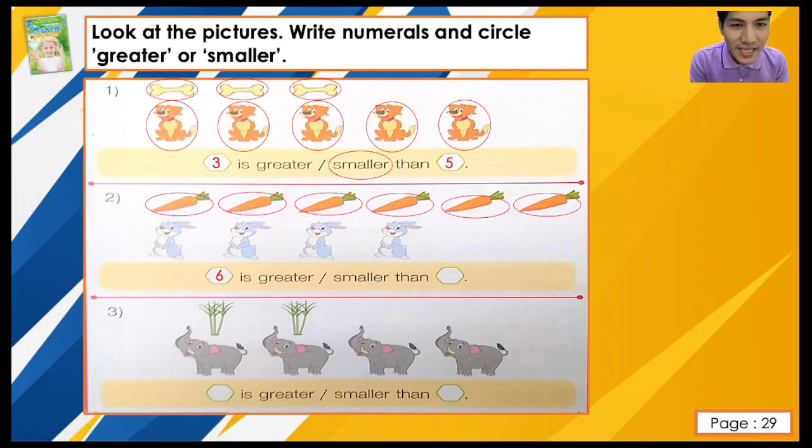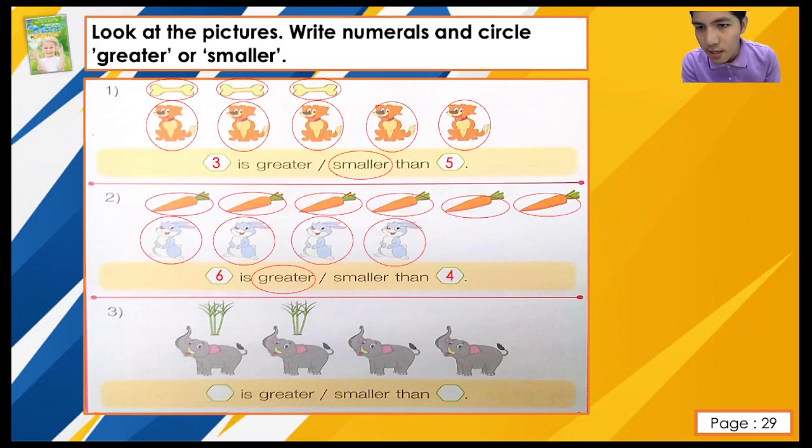Alright, grade 1, let's count the rabbits. 1, 2, 3, 4. There are 4 rabbits. Yes. So now let's compare 6 and 4. Is 6 greater than or smaller than 4? Correct. 6 is greater than 4. Wow, grade 1, you are very smart. Are you following? Yes. So let's move to number 3.